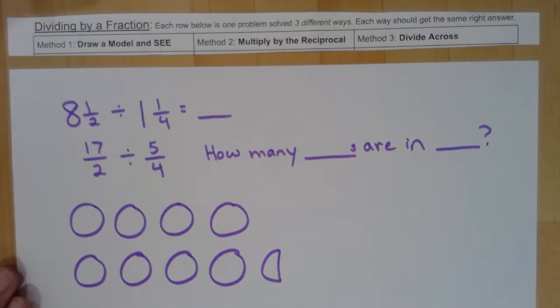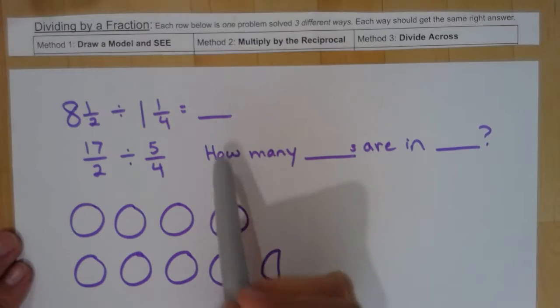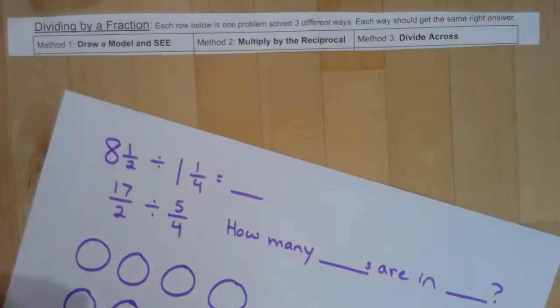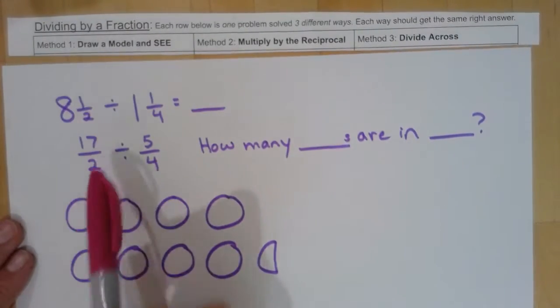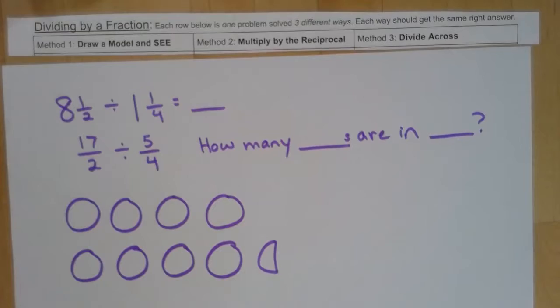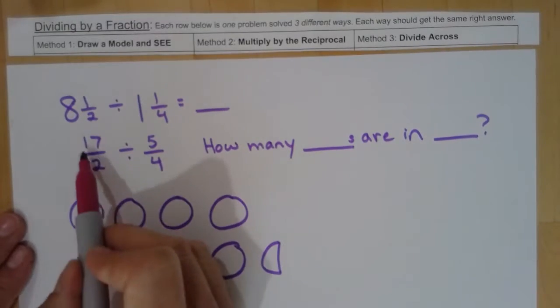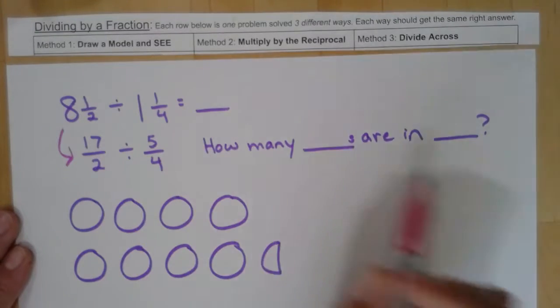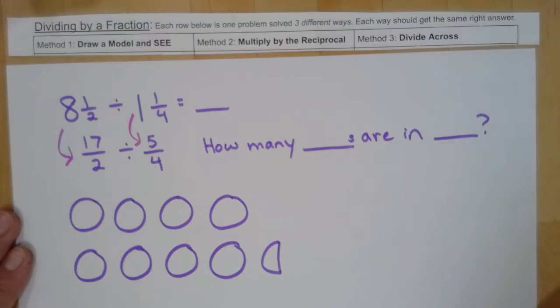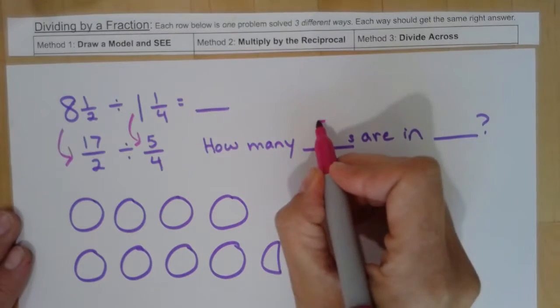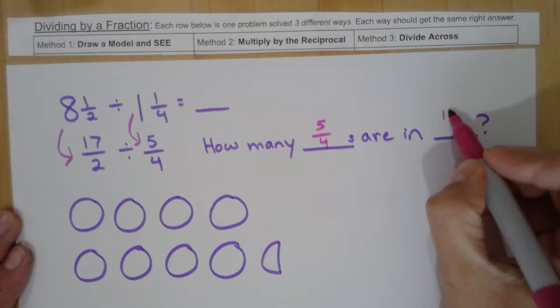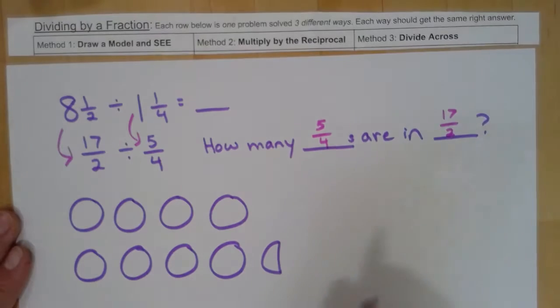Eight and a half divided by 1 1/4 is what? Well, let's rewrite 8 1/2 as an improper fraction instead of a mixed number. So I've done that here. That's the same thing. And we're writing 1 1/4 as an improper fraction. So we're kind of asking ourselves, how many 5/4 are in 17 halves?